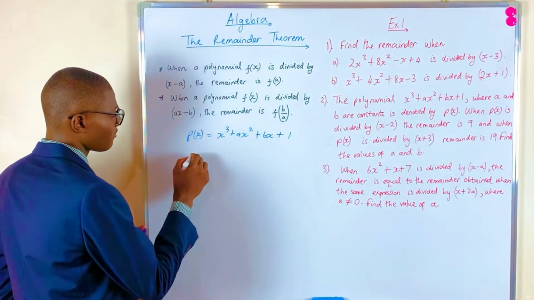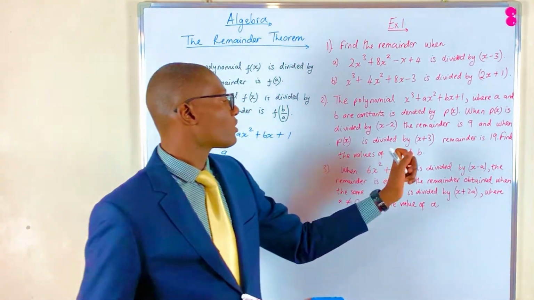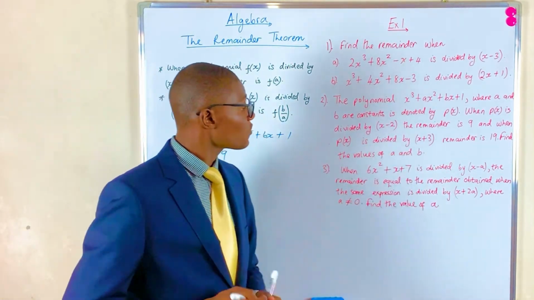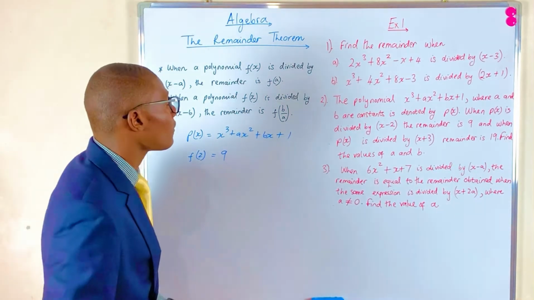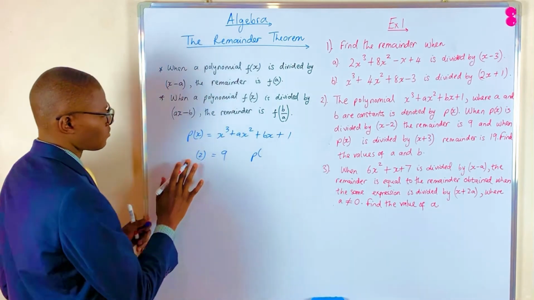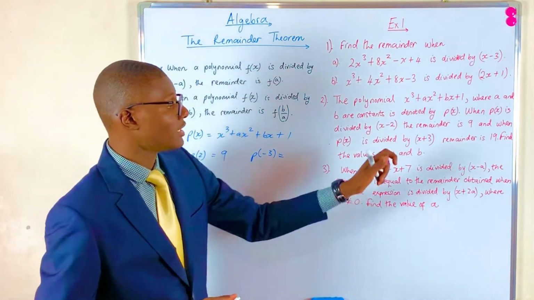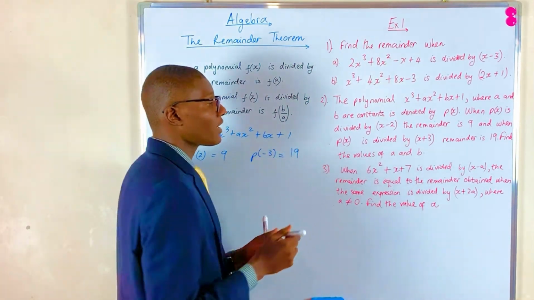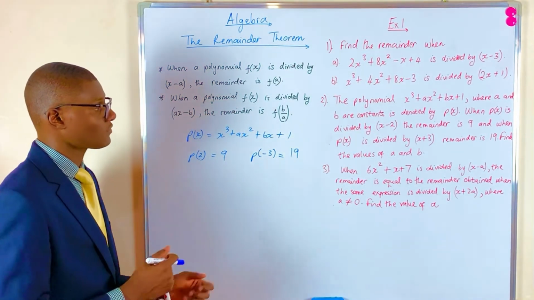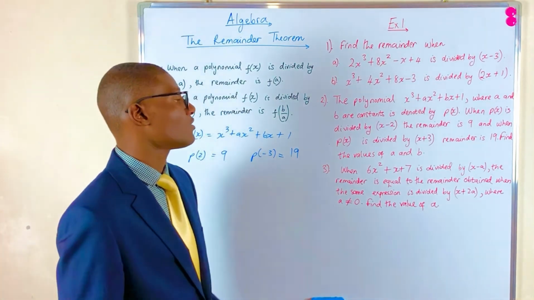So we're saying f of 2 is equal to 9, right? And when p of x is divided by x plus 3, in this case, our a is minus 3. So p, why am I saying f here? Sorry, it's p. So p of minus 3 is equal to 19 there. And now we are asked to find the values of a and b, given this information, right? P of 2 is equal to 9 and p of minus 3 is equal to 19.